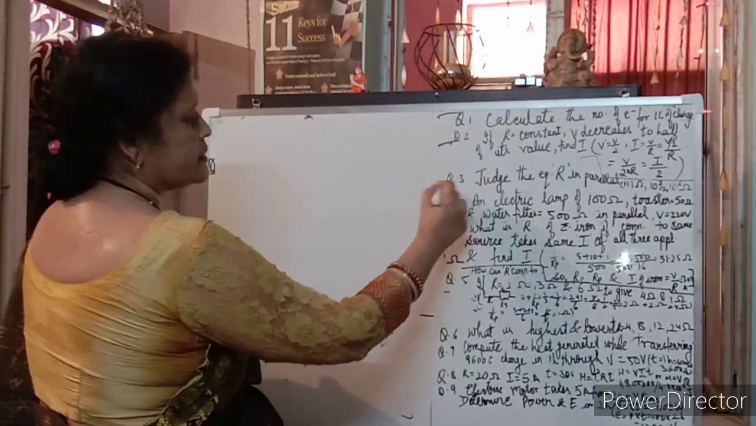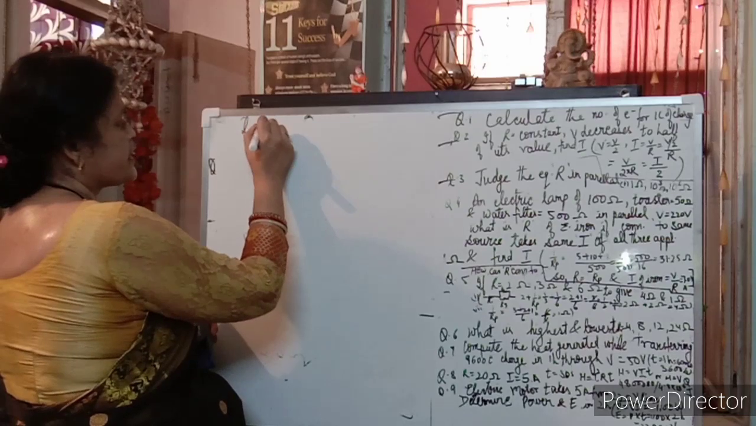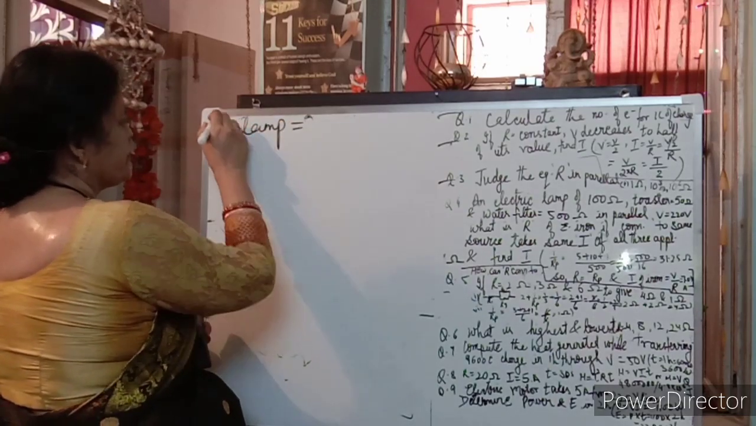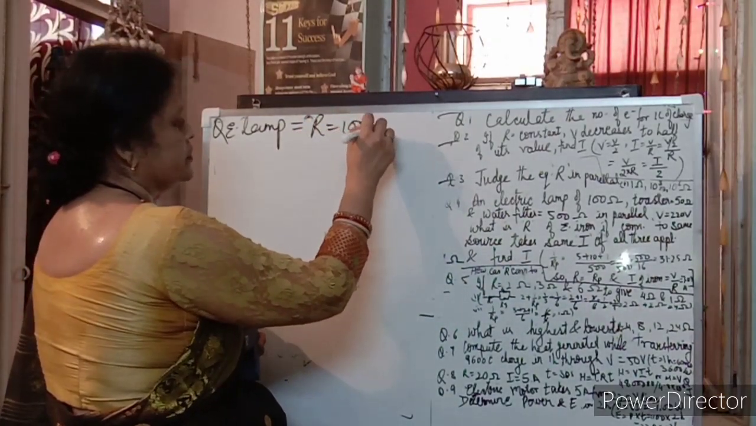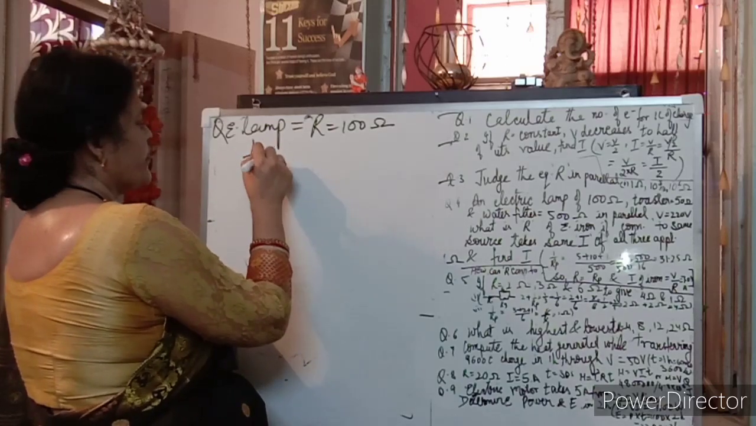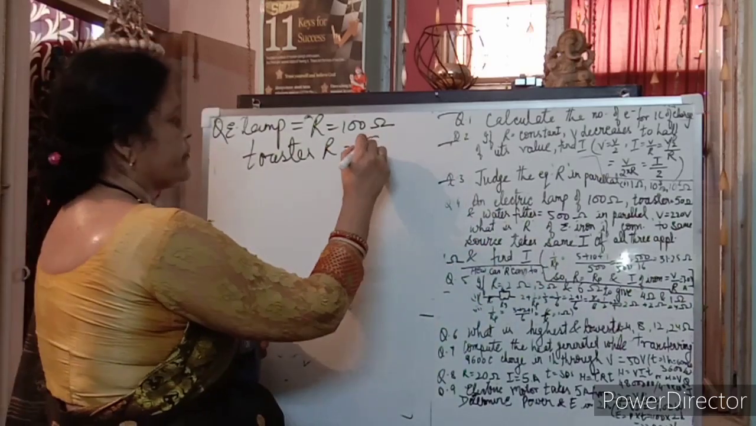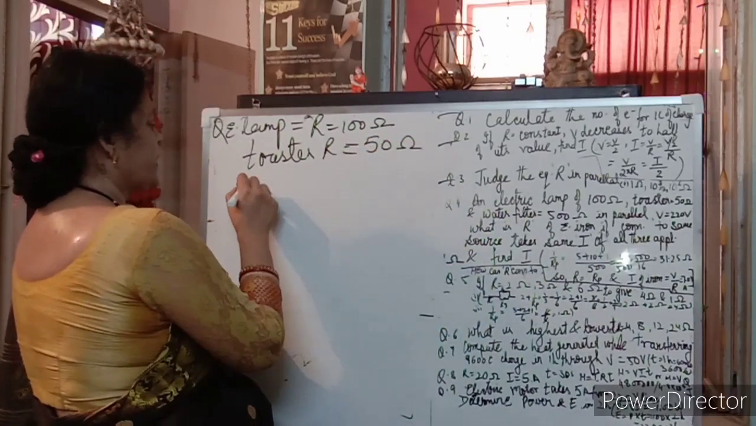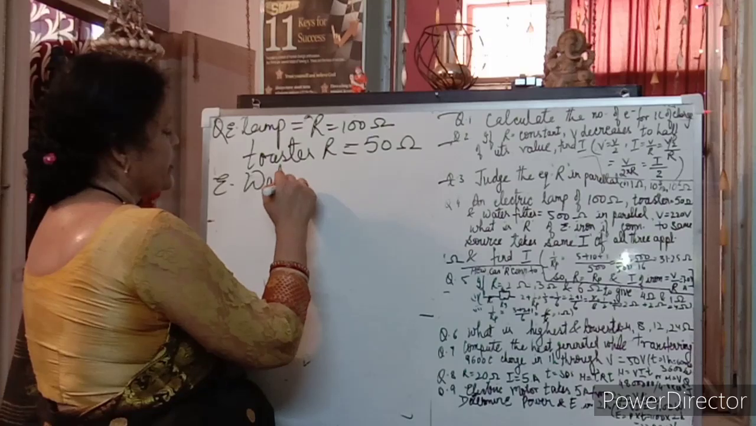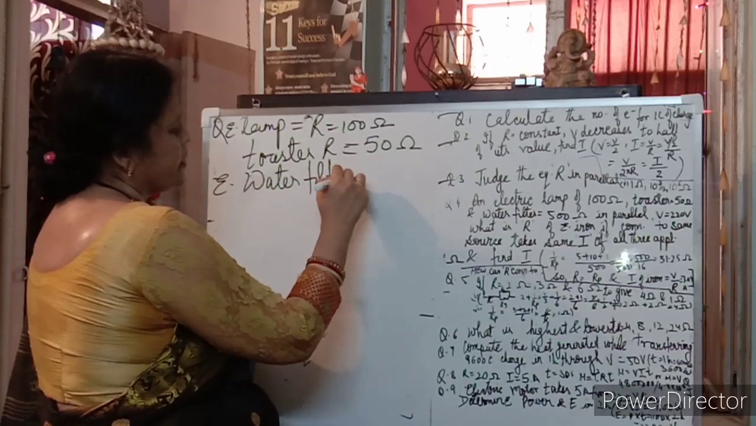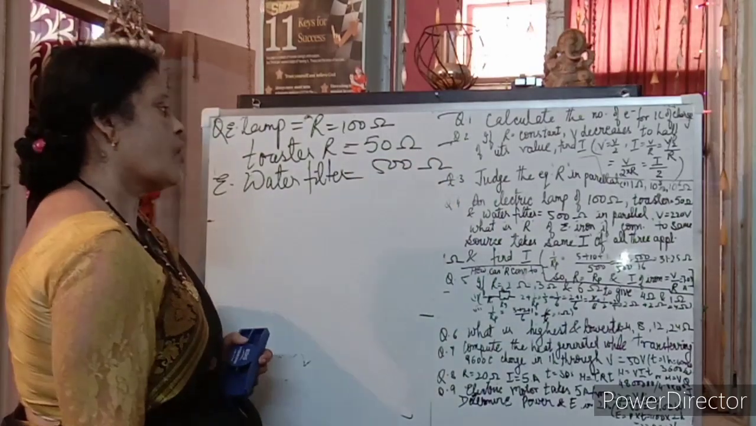This has been done, this done, this done. An electric lamp of 100 ohm is given. A toaster is given, what is given? 50 ohm. An electrical water filter is given 500 ohm. And they are all connected in parallel.